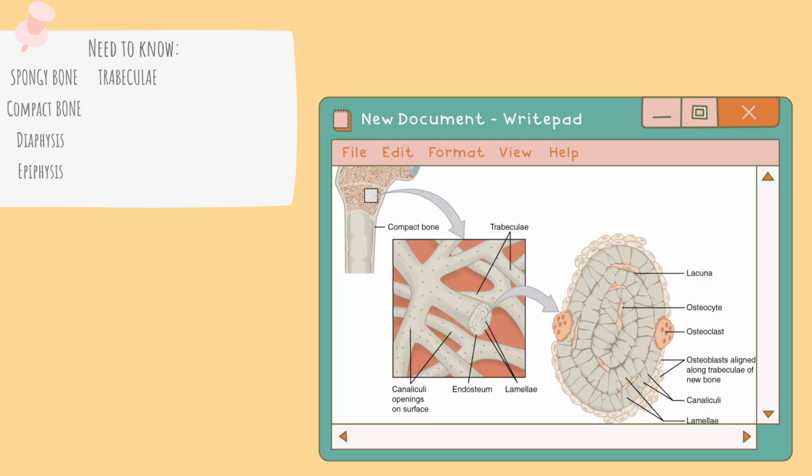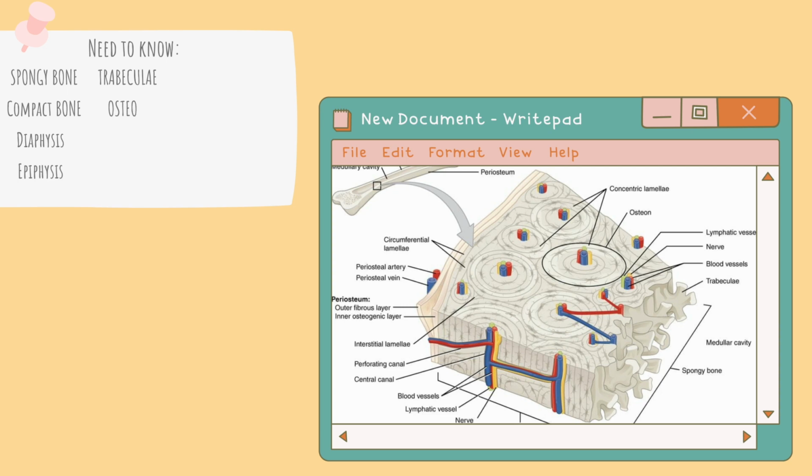Next, we have the trabeculae. These are the tissue that make up spongy bone, and they're arranged overlapping each other and create these holes in the spongy bone. Next, we have osteons. Many osteons make up the compact bone, and it is not shown here, but we also have the central canal, which is the opening in the center of each osteon where blood vessels, lymph vessels, and nerves go through.